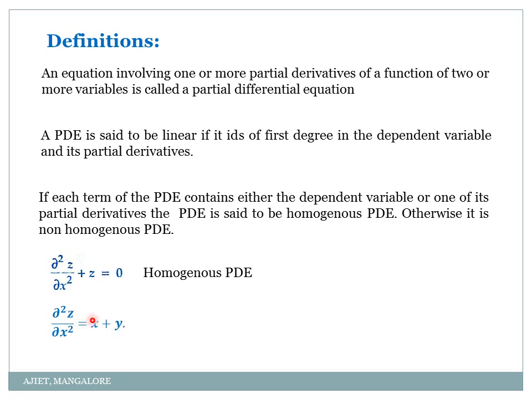So just keep one thing in mind, my dear students. If the equation involves x and y, that is independent variables, then it is a non-homogeneous PDE. In the question they will never mention whether it is homogeneous or non-homogeneous. We have to identify. How to identify? It's very simple. If your equation involves x and y, then it is non-homogeneous. If your equation doesn't involve x and y independently, then it is homogeneous. That's it.